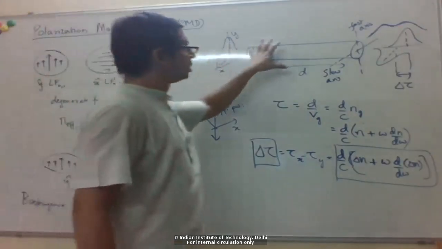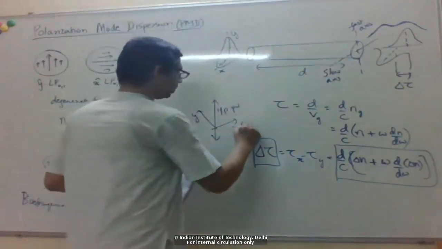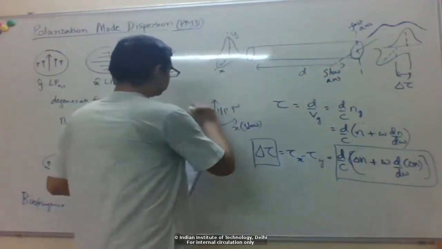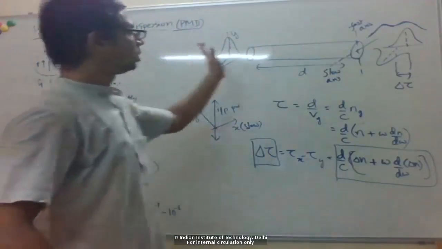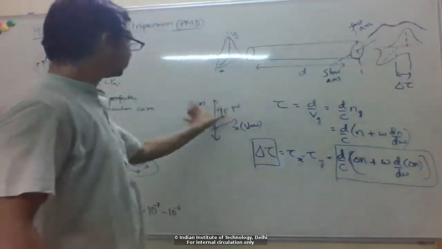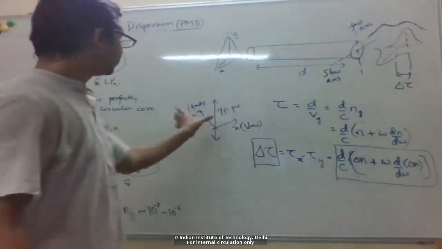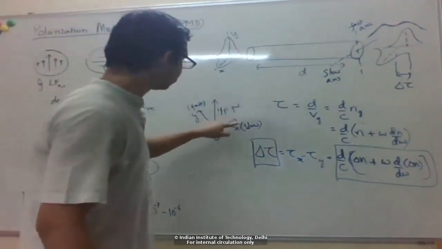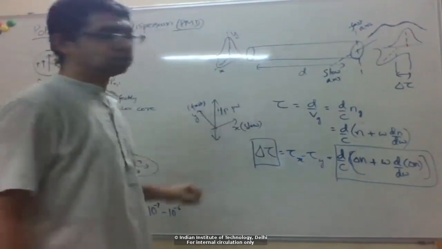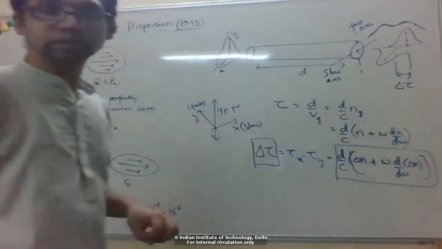So in our analysis, as I said, as you go along the length of the fiber, these axes will keep changing. The direction of the compression and elongation will keep changing. But basically our axes are denoted such that the elongated axis is always denoted as x, that's the slow axis, and the compression axis is denoted as y.